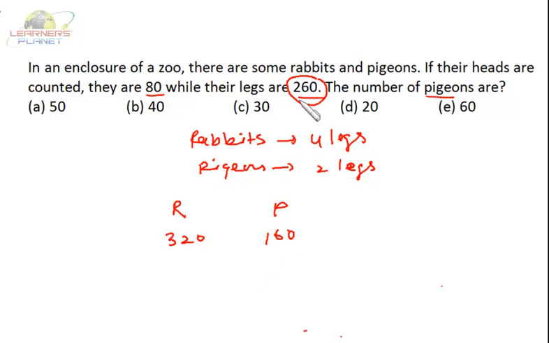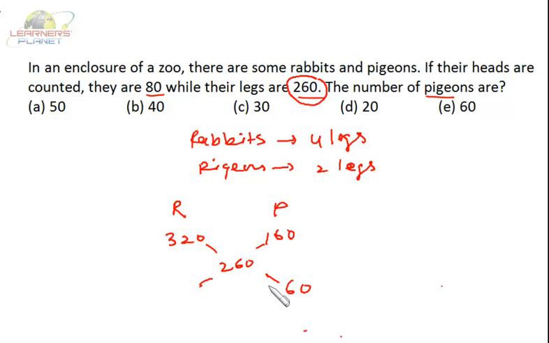Okay, but we are having how many legs? It is 260, which is somewhere between 320 and 160. Now the problem becomes very simple. I have a mixture of 320, I have another mixture of 160, and I have to prepare a mixture worth 260 by mixing both of them. Okay, in this case these are legs of rabbits, these are legs of pigeons, and these are the legs available with us. Okay, now just find out the ratio.